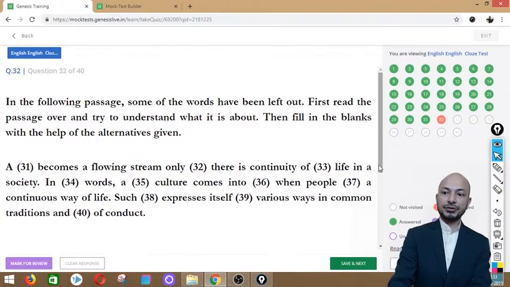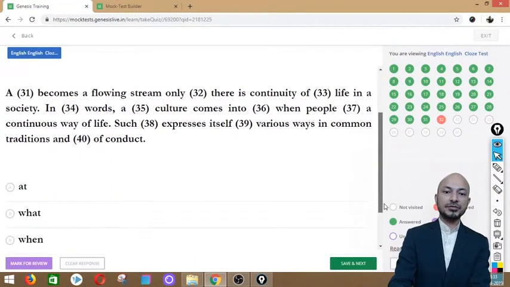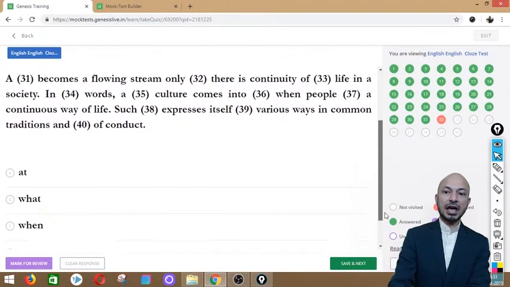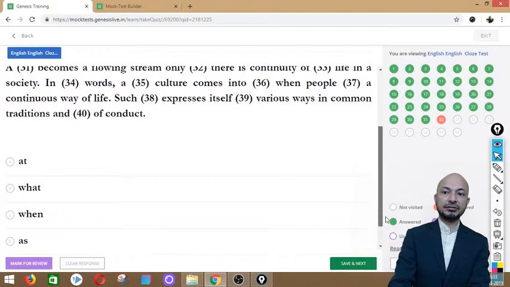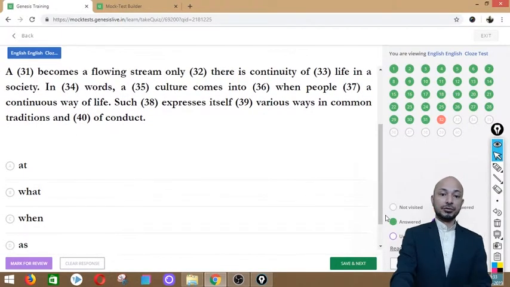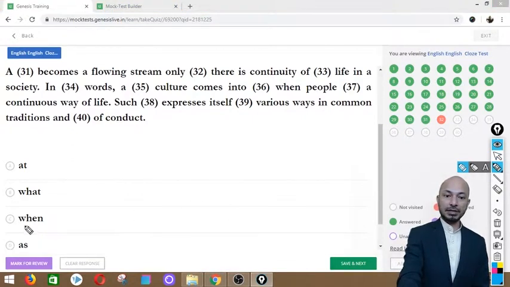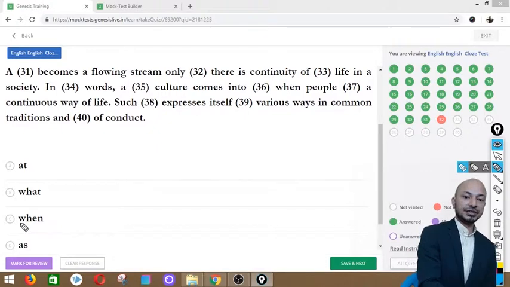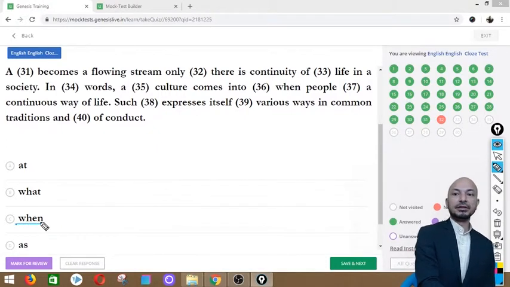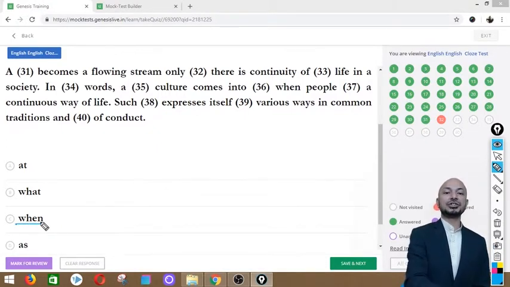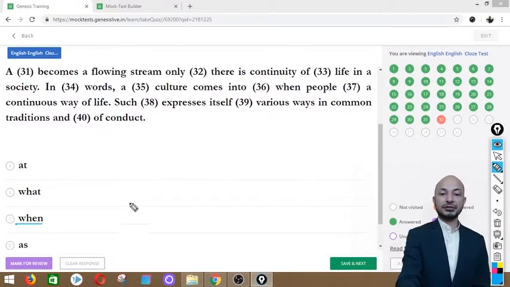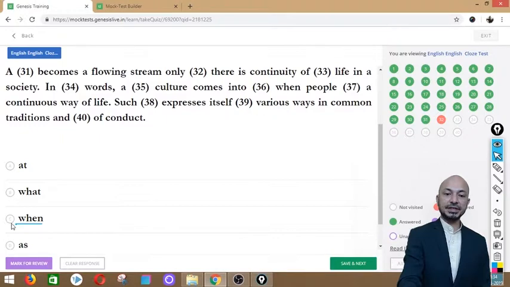So we come to number 32. A culture becomes a flowing stream, only dash there is continuity of. So only at, only what, only when, or only as, and the correct answer is only when. Option C, only when there is continuity of dash life in a society. That is for the next question again. Before that, we have to click on option C and say next.